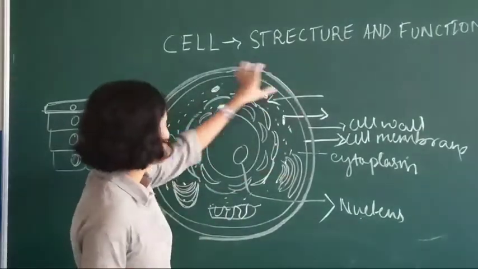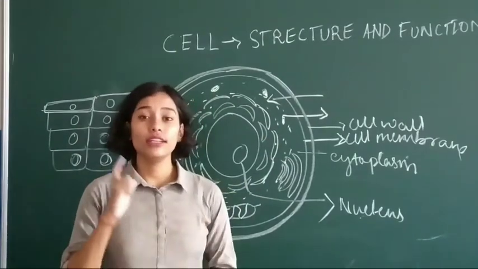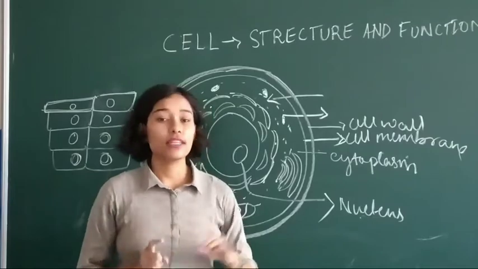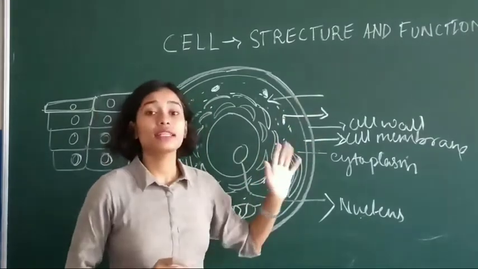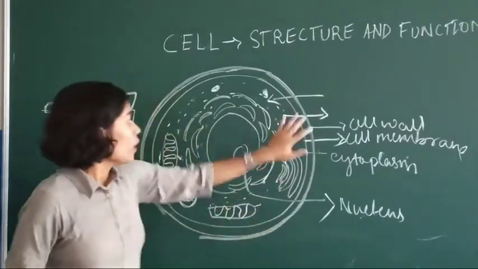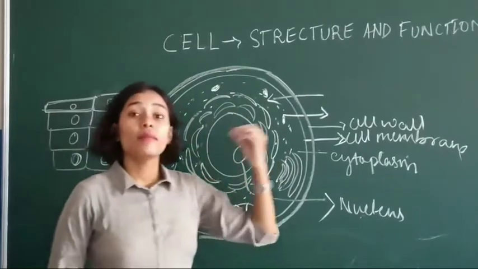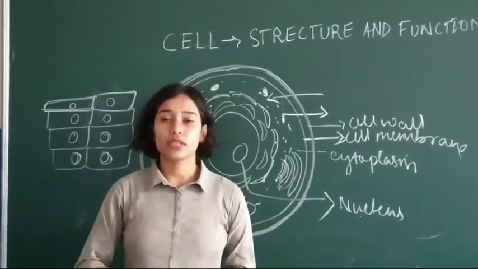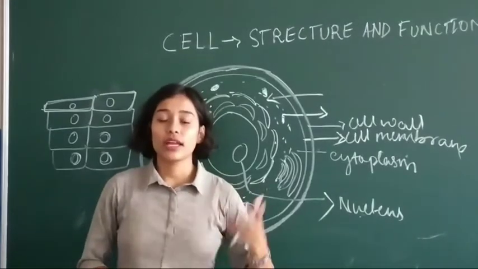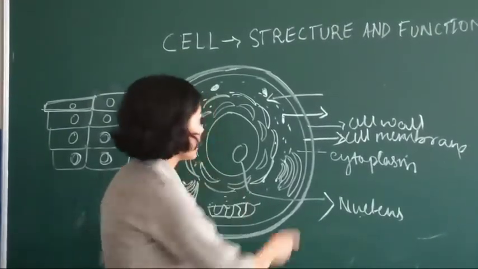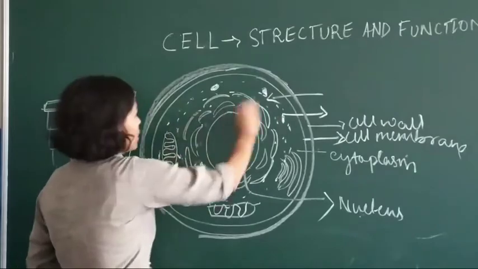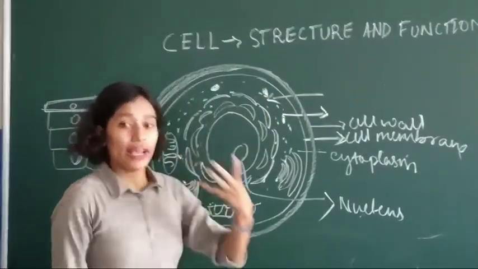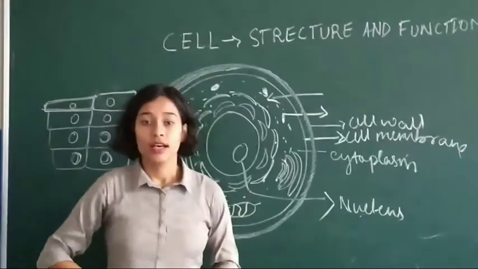See, this cell wall is only found in the plant cell. Keep in mind that in an animal cell you will not find this outer cover, that is the cell wall. Why is this cell wall there in a plant cell? To protect the plant from extreme temperature and strong winds. So this cell wall will protect the cell from high temperature and strong winds. Okay.